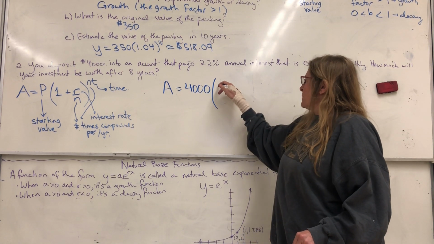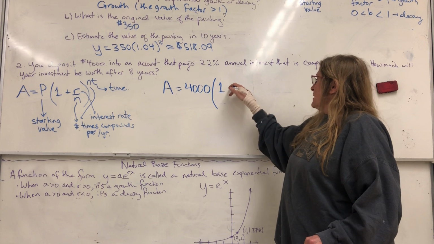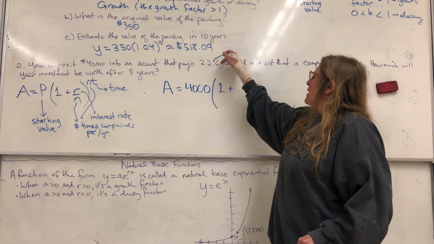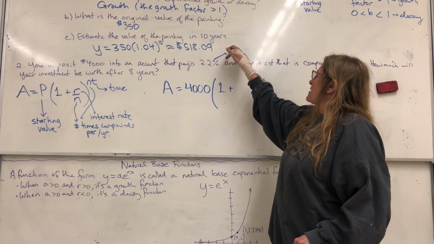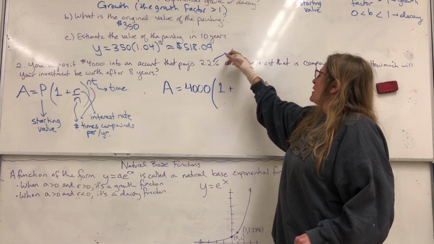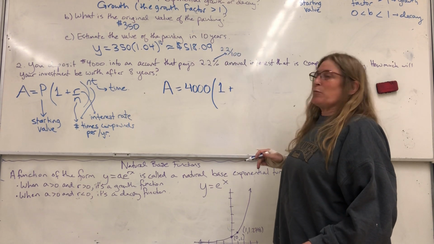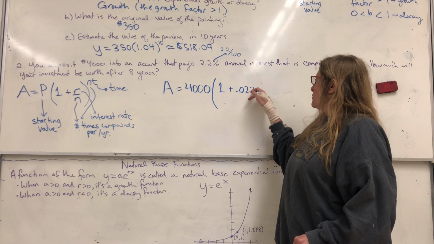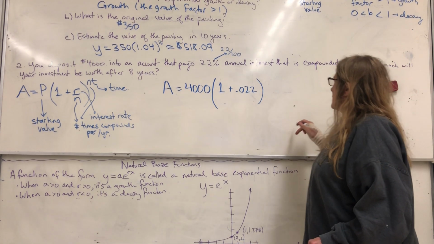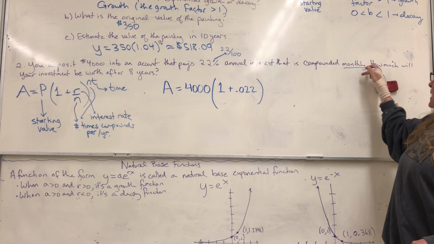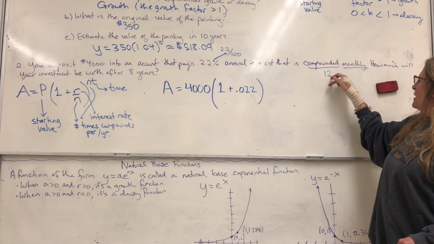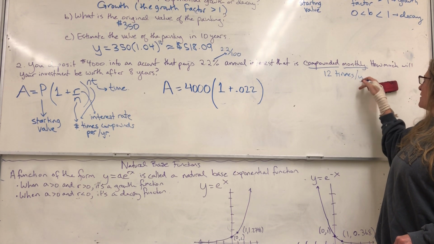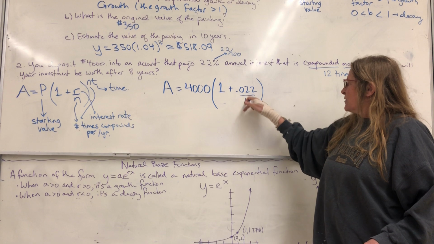So I'm just going to put the pieces in here. Now they say that my interest rate is 2.2%, but remember 2.2% means divided by 100. So 2.2% is 2.2 divided by 100, which turns out to be 0.022. If something's compounded monthly, that means it's compounded 12 times per year, right? Because there's 12 months in a year. So that's going to be 12.